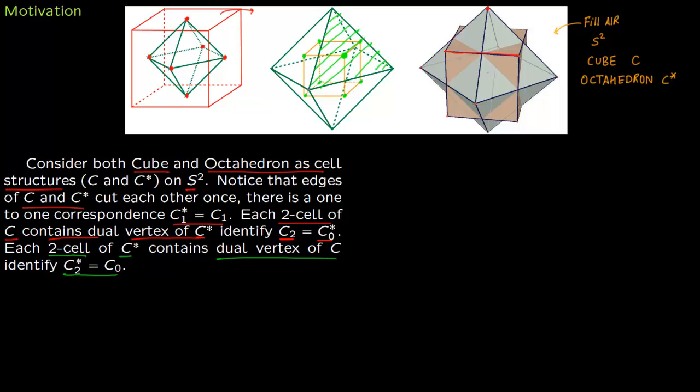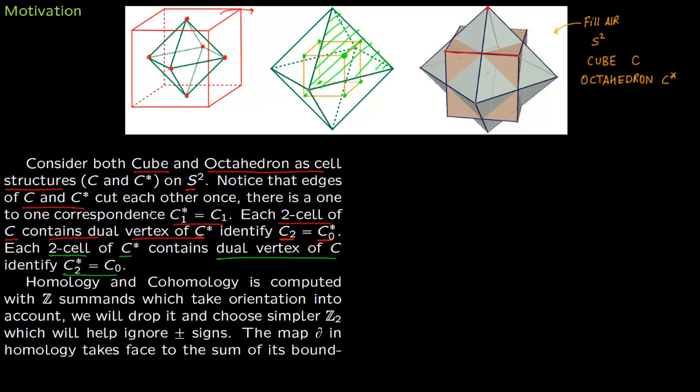So what you can do now is compute homology and cohomology. We already have the cell structure, so let us write them down in a format. We are going to make things a little bit simpler here. Homology and cohomology is generally computed with these integer summands, and these integer summands take orientation into account, and therefore you have these plus minus signs, and we want to ignore these plus minus signs. So we will drop these integers and instead choose this simpler Z2, and this will help us ignore these plus minus signs.